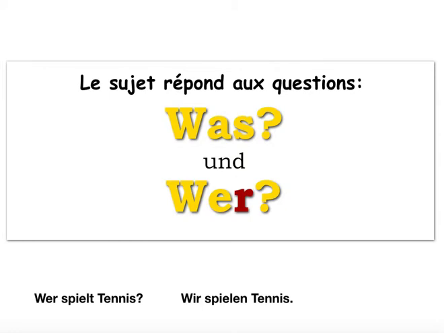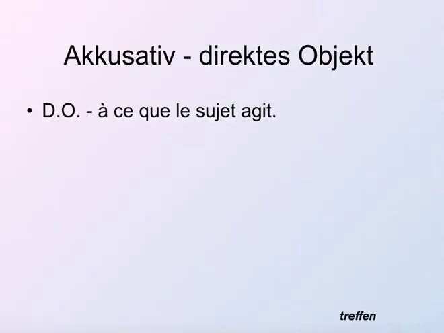Another variation. Wer spielt Tennis? Who is playing tennis? We. We are playing tennis. Wir spielen Tennis. So the question wer asks for the subject. Who's the one doing the action? We are doing the action. So wir are the subject in the nominative case.